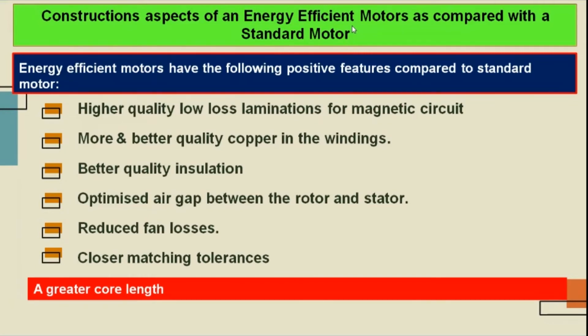It will have better quality insulation, an optimized air gap between the rotor and the stator so that there will be less losses, then reduced fan losses, and then closer matching tolerances. And of course, in the red portion, you will see a greater core length. So these are all the attributes with the constructional aspects of the energy efficient motors as compared to the standard motors.